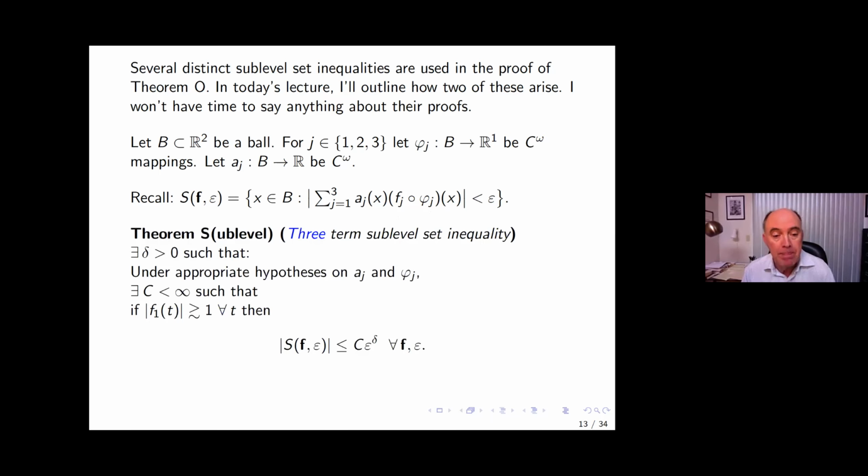Okay, and I need to tell you, of course, a little bit about the hypotheses. I've simply said that there are hypotheses, and I need to say something about what those hypotheses are. Okay, so here's the main hypothesis for Theorem S. S is for sublevel.